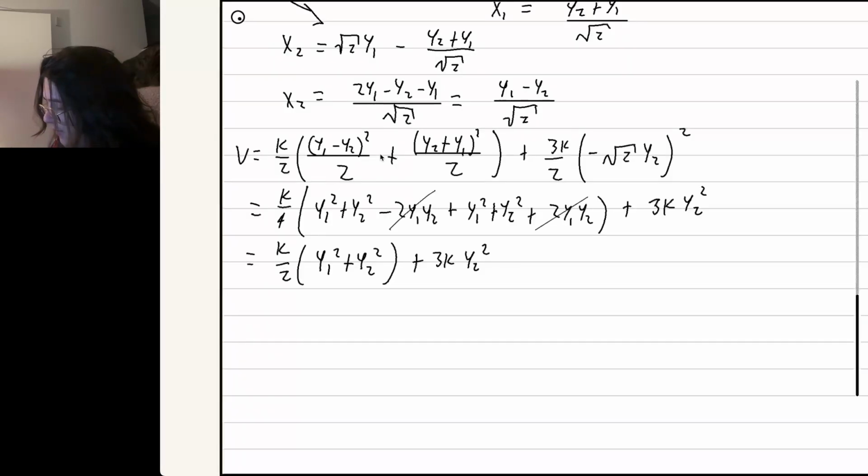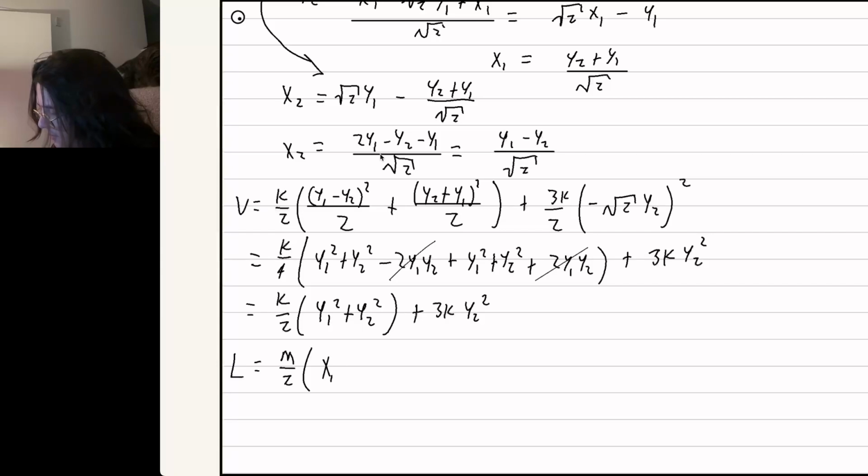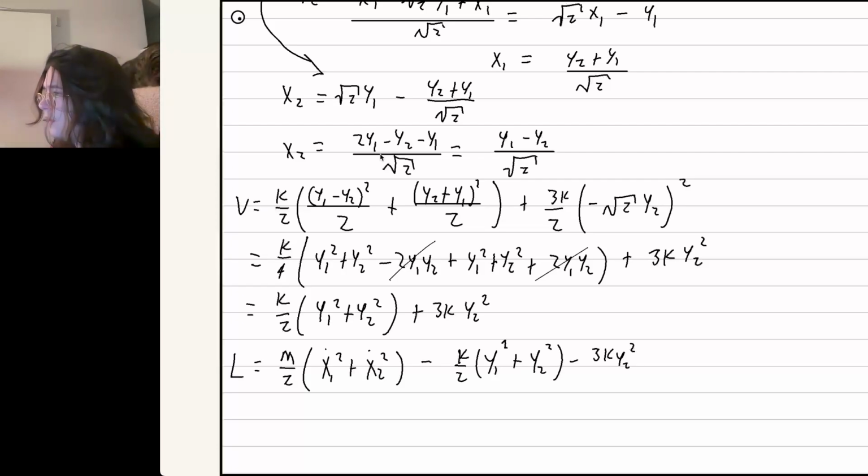Alright, so now we have kinetic energy and potential energy. We can go ahead and make our Lagrangian. The m over 2 (x1 dot squared plus x2 dot squared) minus k over 2 (y1 squared plus y2 squared) minus 3k y2 squared. Right.